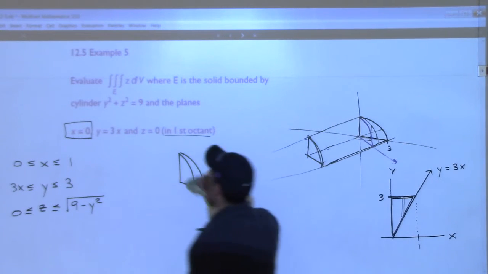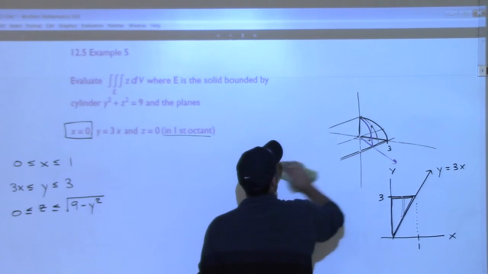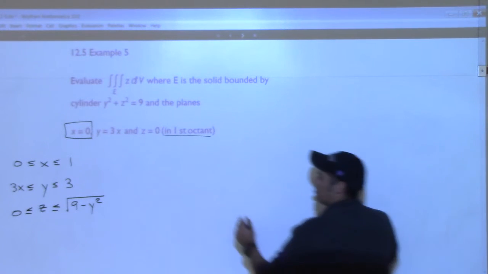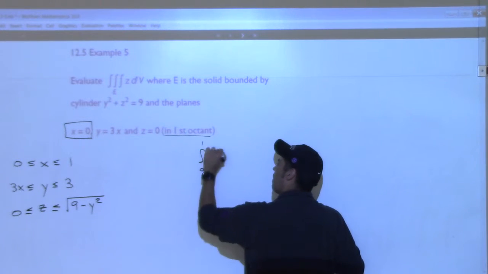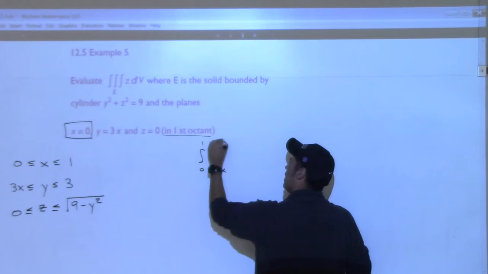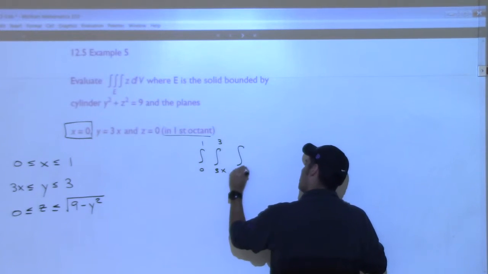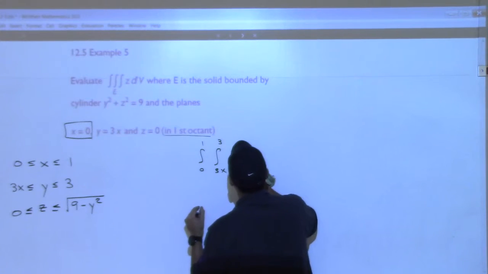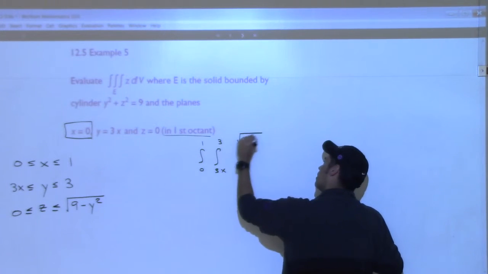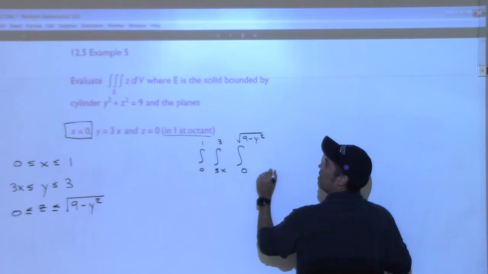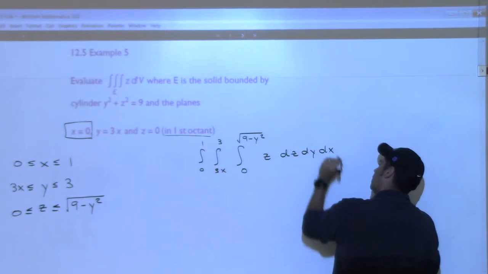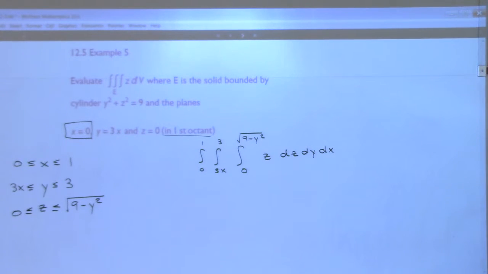So we can set this triple integral up. We have 0 to 1, 3x to 3, and then root 9 minus y squared to, oh, no, I got that backwards. Sorry. 0 to root 9 minus y squared, and we're integrating with respect to z, then y, then x. Let's do this one. Let's see if we can crank this one out.